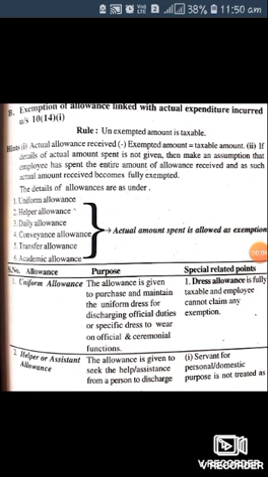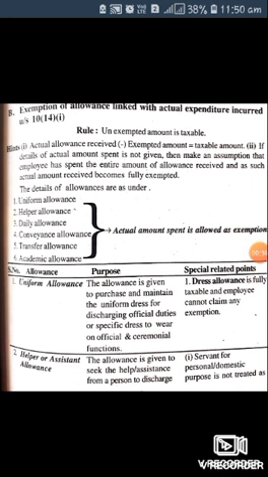Now, today's class is about allowances, the second type of allowances: exemption of allowances linked with actual expenditure incurred under section 10, subsection 14(1). So, the rule is that the unexempted amount is taxable. That means the allowance is not fully exempted, but is partly a taxable allowance.